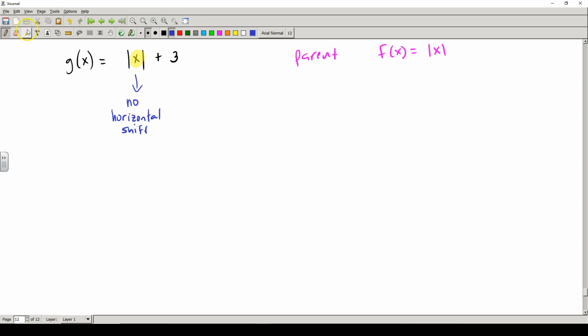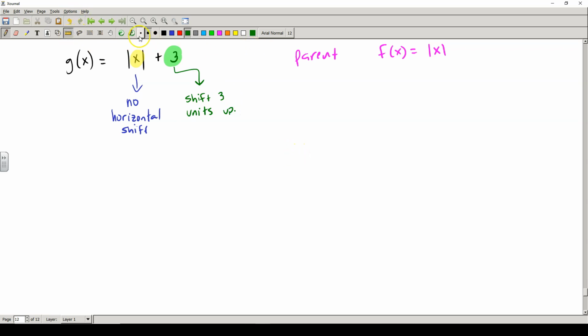And if we look at the plus 3, right, that's going to be a vertical shift. Everything's going to move up, right? So we do have a shift 3 units up. So that's going to be the comparison here.